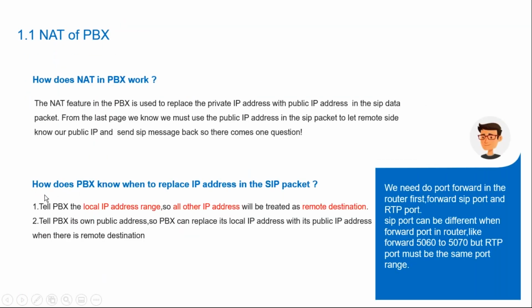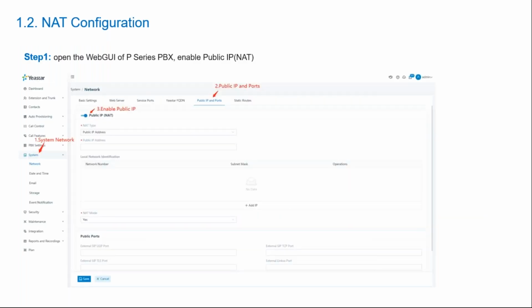How does the PBX know when to replace the IP address in the SIP packet? Tell the PBX the local IP address range, so all other IP addresses will be treated as remote destinations. Tell the PBX its own public IP address, so it can replace its local IP address with its public IP address when there is a remote destination. That's it. So this is the way we configure it, guys.